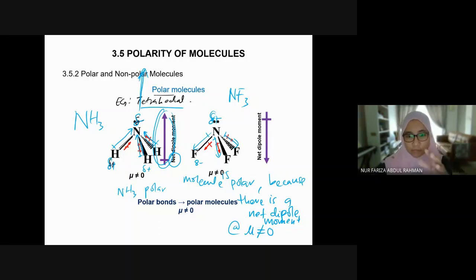So in this case, when you combine all of this, ada siapa-siapa boleh cancel all of this arrow? Tak ada. Dia combine, dia akan ada combine vector downward, betul tak? So dia ke bawah. So this is what we call net dipole moment, the combined vector. Okay, so kalau dia ada ini, therefore the molecule is polar.